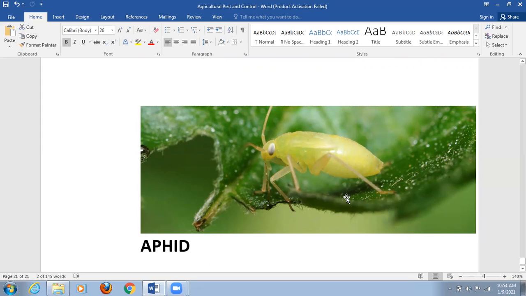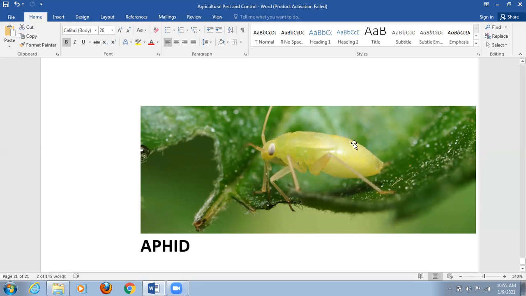As I told you, in insects there is a tremendous diversity. Insect is the most diversified animal, and millions of different insect species are found on the earth. So on your screen now, this one is the aphid. It is a transparent insect, we can say, or a whitish type of insect.